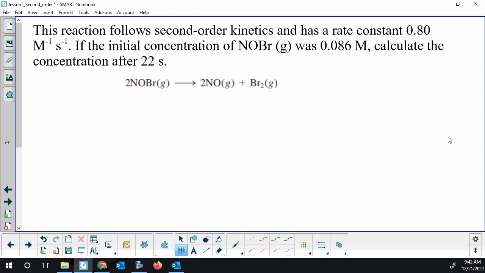So our second order kinetics example. So this reaction follows second order kinetics, we're given a rate constant, so that's our k value. We're given an initial concentration, and we're asked to calculate the concentration after 22 seconds. So for second order kinetics, we have to realize that's the inverse relationship. You are given your first and second order kinetic equations on the formula sheet, but they're not labeled. You have to know when to use the natural log relationship and when to use the inverse.